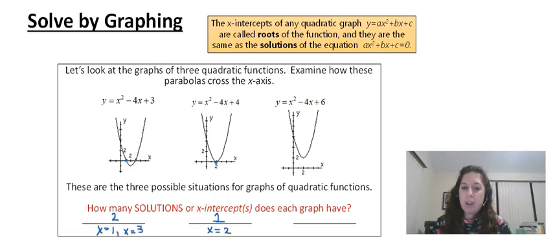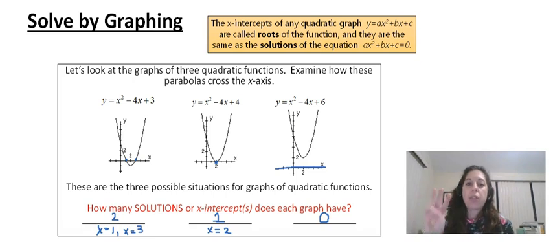My last graph here, y equals x squared minus 4x plus 6, notice it is not touching my x-axis. Here's my x-axis. There are no x-intercepts. So this graph has no solutions. There are no answers that would make x squared minus 4x plus 6 true.